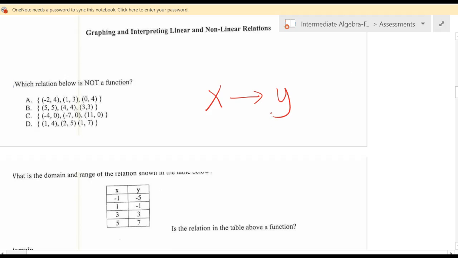So when we look at letter A, -2 has one y value, 1 has one y value, and 0 has one y value. So A is a function. When we look at B, 5 has one y value, 4 has one y value, and 3 has one y value. So it is a function. C, -4 has one y, -7 has one y, and 11 has one y. So it is a function. The problem with D is the x value of 1 has two separate y values. So D cannot be a function.